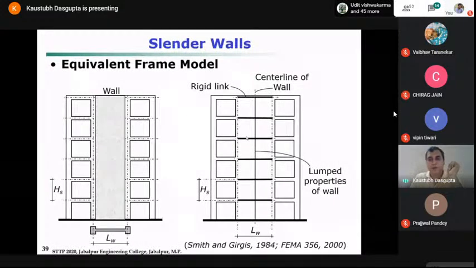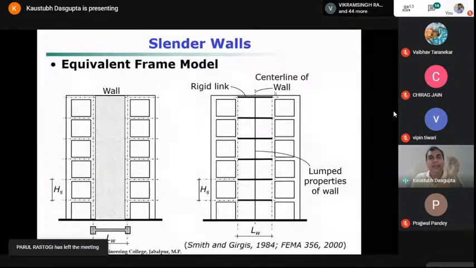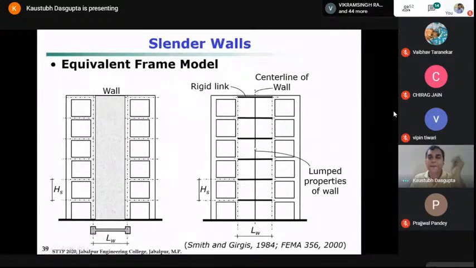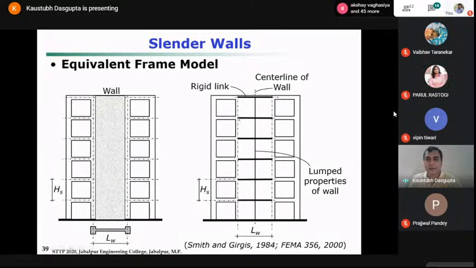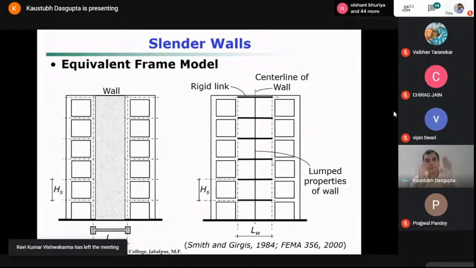Okay, so for this frame element, you provide the modulus of elasticity compatible with your grade of concrete. Okay, 5,000 root fc or whatever you want to use. And for these rigid beams or rigid links, you make them very stiff, so that whenever this frame tries to bend, the peripheral nodes at all these floor levels will also follow the same deformed shape.